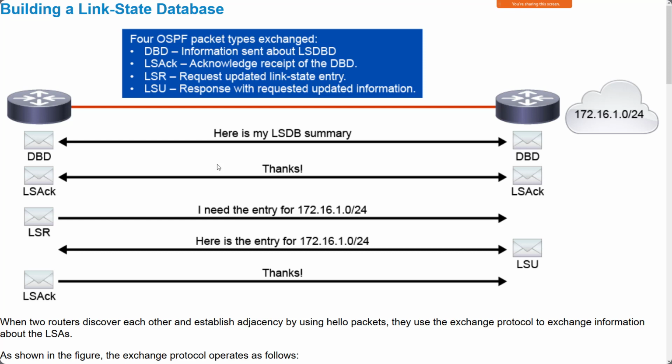By the way, that process is called the loading state. The loading state is where we're actually exchanging prefix information, routing information. In the ExStart state, we're negotiating the master-slave relationship. In the exchange state, we're sending a summary of our database back and forth between the peers. And then finally in the loading state, we're actually loading the database itself, the actual prefixes that we wanted to share between the peers.